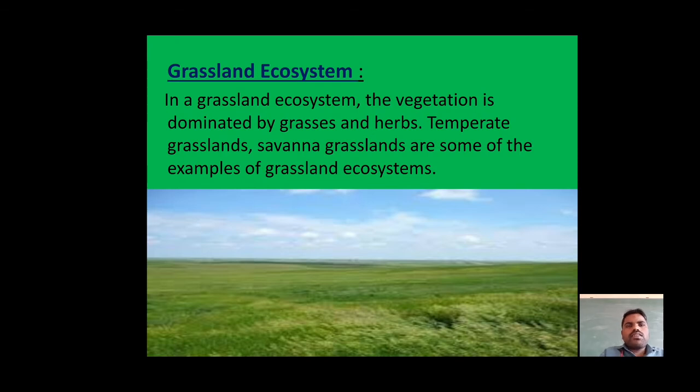Next one, grassland ecosystem. Examples of grasslands are savanna grasslands and temperate grasslands. Here the vegetation is dominated by grasses and herbs. Just remember this: examples of grassland ecosystem are savanna grasslands and temperate grasslands.